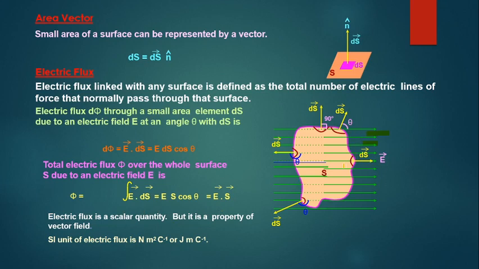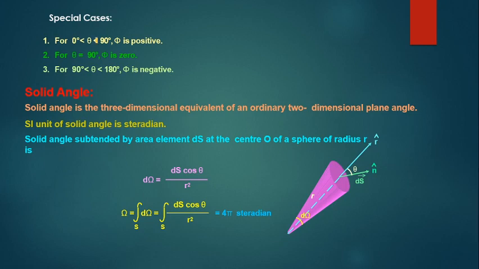So what is the value of the electric flux with this angle? When the angle is greater than 0 and less than 90 degrees, flux is positive. When the angle theta equals 90 degrees, flux is 0 because cos 90 is 0. When theta is greater than 90 and less than 180 degrees, then the flux is negative.